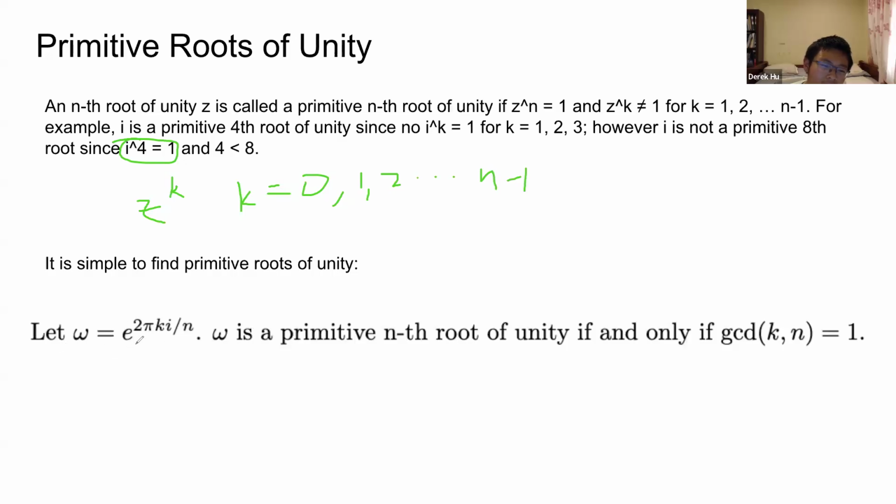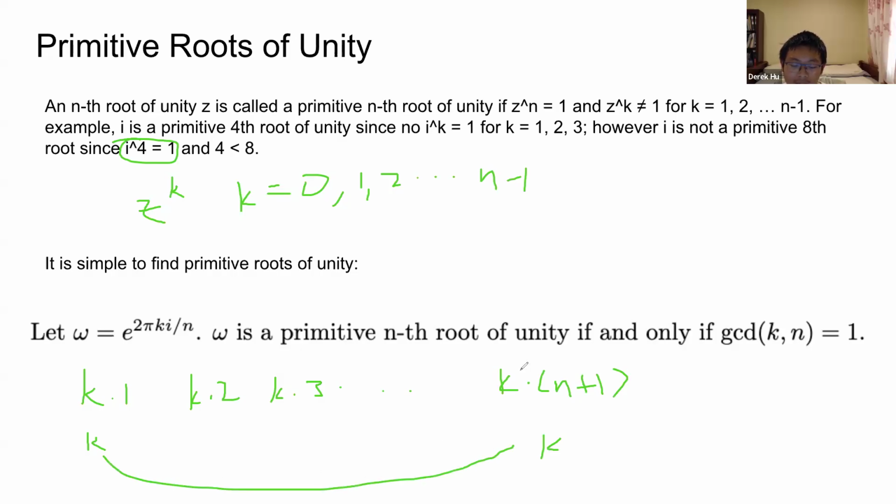Let omega = e^(2 pi k i / n). Then omega is a primitive nth root of unity if and only if the greatest common divisor of k and n is equal to 1. And you can see why this is true. If you multiply k by 1, then k by 2, then k by 3, and so on, and take these all mod n, this will be k, and then some other thing, etc. But since the greatest common divisor is equal to 1, these do not loop all the way until we get to k times m plus 1. And only from here, this is congruent to k again. So yeah, this is why that is true.